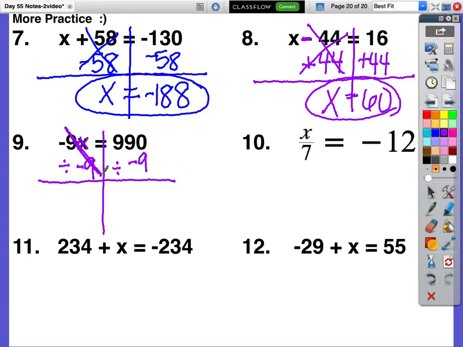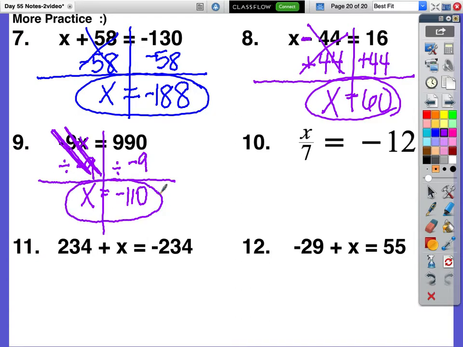I can cross out my 9s here, but I'm also making sure to cross out my negatives there. So we are left with an x, we are left with an equal sign, and in your calculator, you are saying 990 divided by negative 9, and I get negative 110.